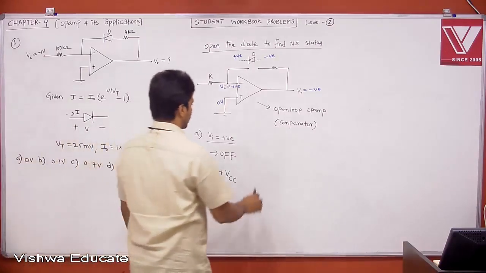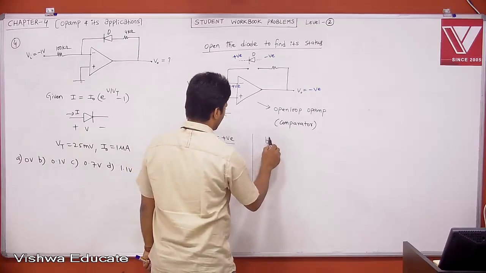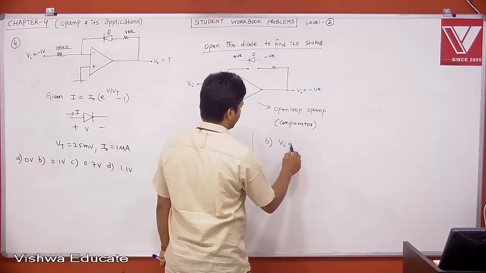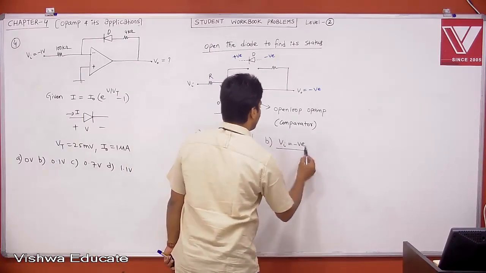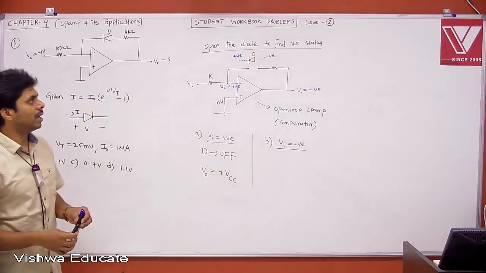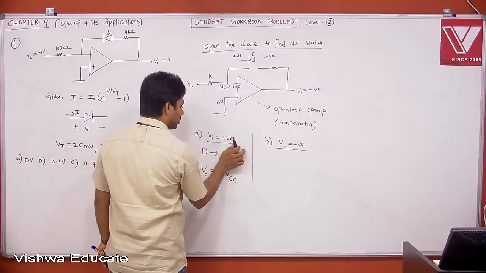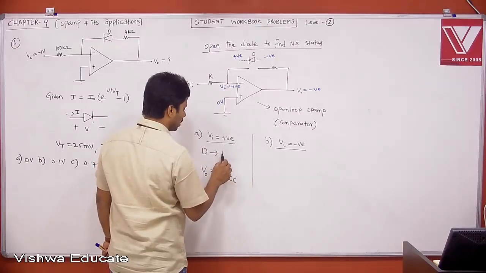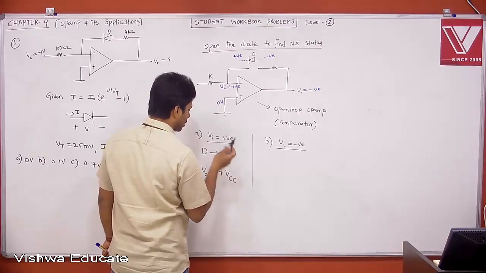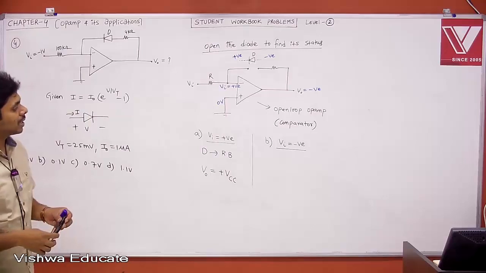Okay. Now, case 2, that is nothing but Vi negative. When Vi is negative, remember, off means reverse bias. That is nothing but off only. This is nothing but reverse bias.